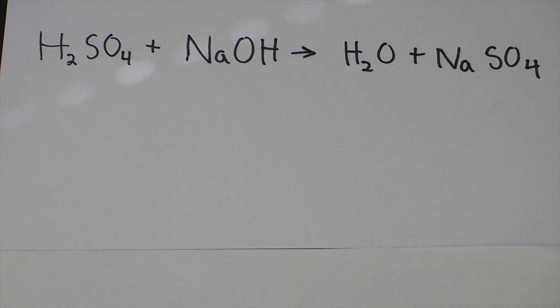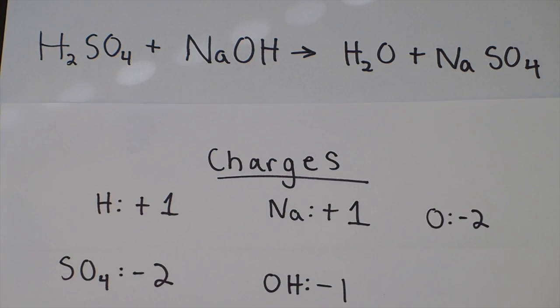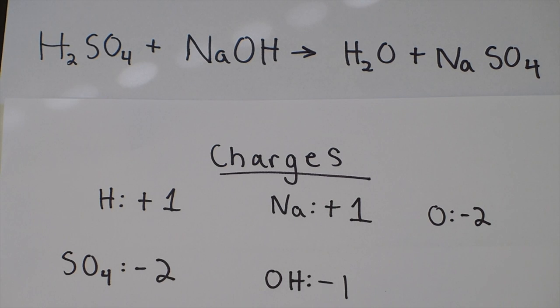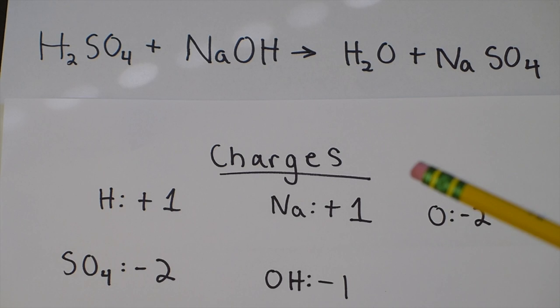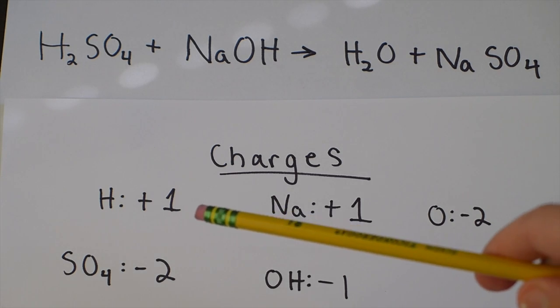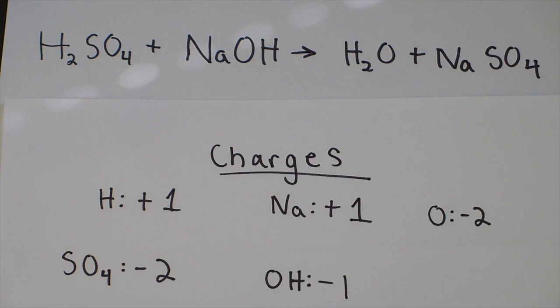To begin, we first have to balance the charges of the ions, so let's take a look at each of the charges. Hydrogen has a charge of +1, and SO4 has a charge of -2. But since there are two hydrogen atoms, they balance out. Na has a charge of +1 and OH has a charge of -1, so they both balance out too.